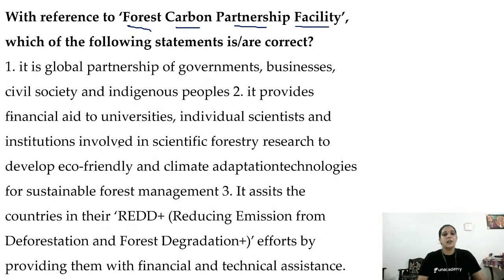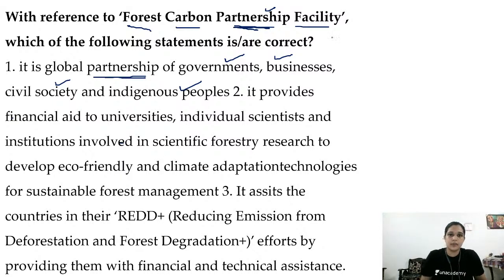Here what we have to do is consider their function. First of all, forest carbon partnership facility, I told you the name itself gives us many things. Partnership means it's a global partnership of governments, business, civil society, indigenous people. If it were governments only, you would call it an intergovernmental organization. When the term partnership comes, it means it is a broad category that many are involved in: governments, business, non-governmental organizations, which are similar to civil society, indigenous people, everything. The first statement is correct.